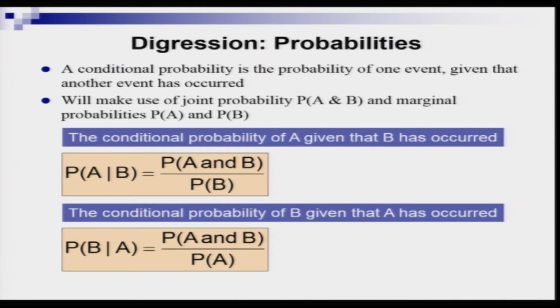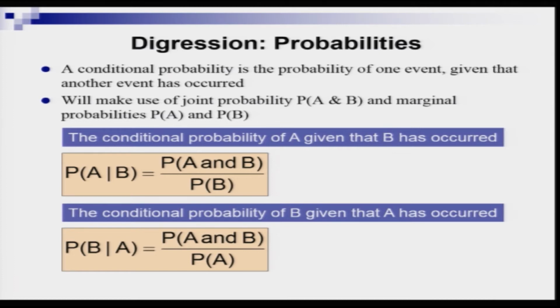Now, let us look at another type of probability which is very handy, and that is the notion of conditional probability. What is a conditional probability? A conditional probability is the probability of one event given that another event has already occurred. We can make use of joint probability figures like probability of A and B, where A and B are two events, and marginal probabilities like individual probabilities, probability of A happening and probability of B happening, to compute the conditional probability. There could be two types of conditional probabilities, and let us list them one by one.